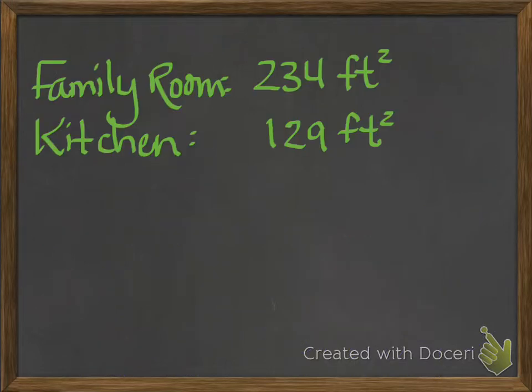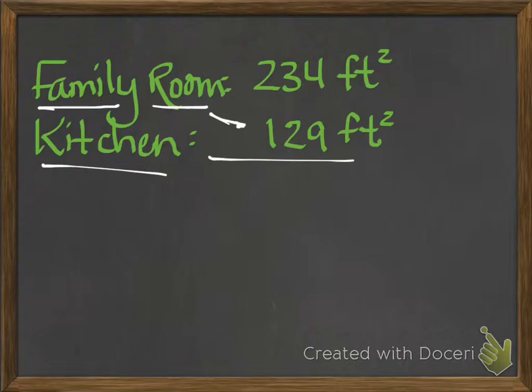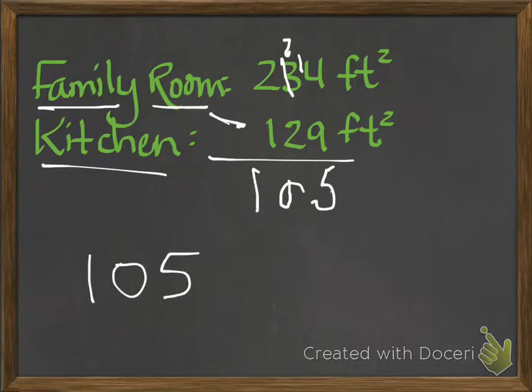Okay, so I just wrote them down again. The area of the family room is 234 feet squared. The area of the kitchen is 129 feet squared. The original question asked us how much larger is the family room than the kitchen. So I'm going to subtract the family room minus the kitchen. So that's what I'm going to do next. So 4 minus 9, I can't do that, so I'm going to borrow. Change that to a 2 and change 4 to 14. So 14 minus 9 is 5. 2 minus 2 is 0. And 2 minus 1 is 1. So 105 feet. Oh, my pen's not doing great.